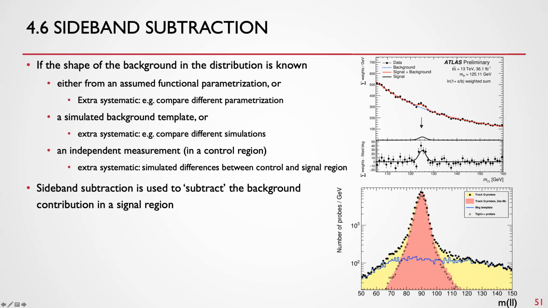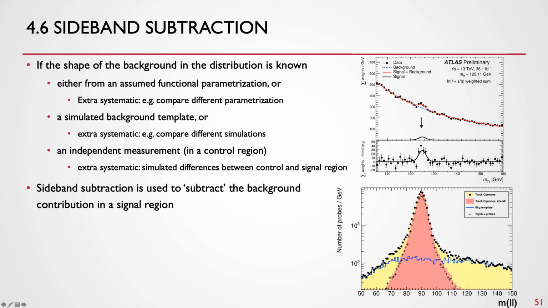You have a background template, the blue shape here. The blue shape comes from simulation. You just run your events. What you trust is the shape. You trust that it rises here, it's flat under the signal peak, and it continues and falls a little bit, so that you trust. And then you fit this to the data in a sideband that could be below 60 or above 120.